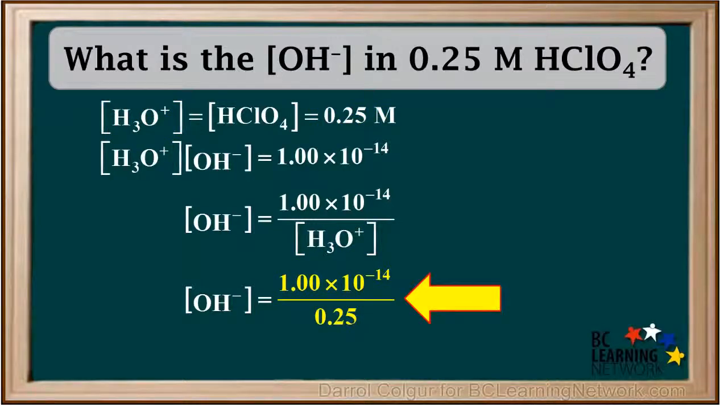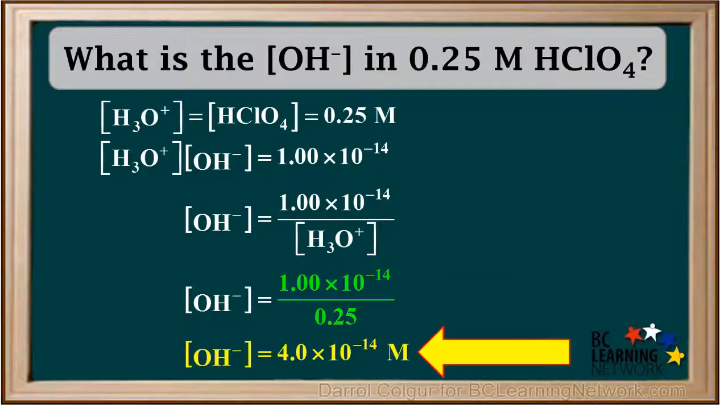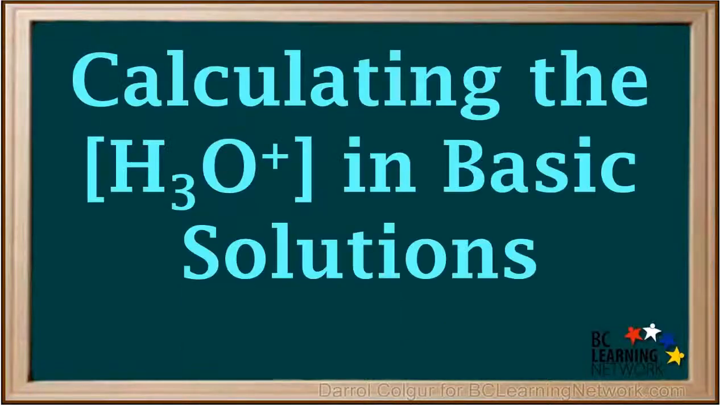So the concentration of hydroxide is equal to 1 times 10 to the negative 14th divided by 0.25, which is equal to 4 times 10 to the negative 14th. This is a very low concentration for the hydroxide ion. However, this is what we would expect in a strong acid where the hydronium ion concentration is high.